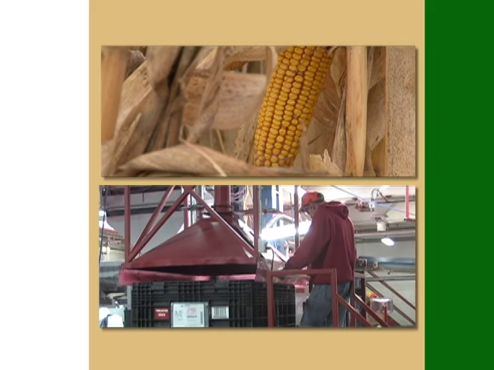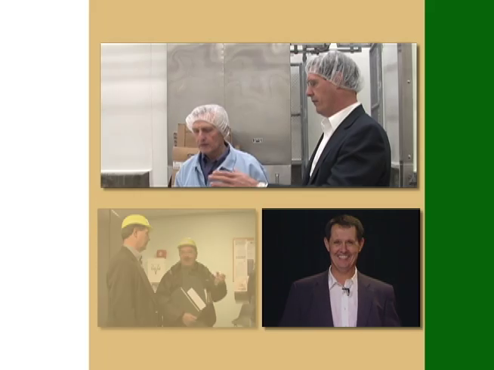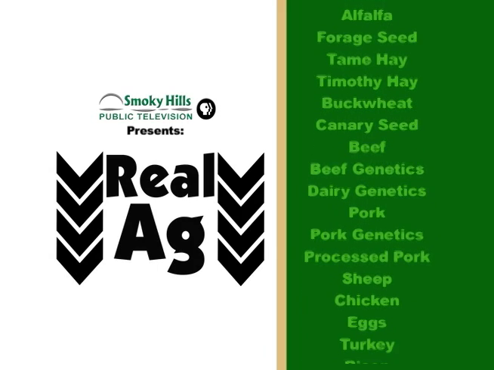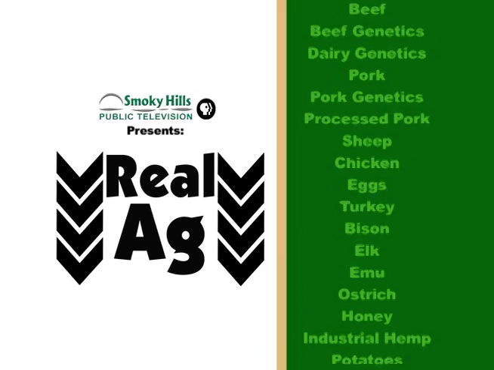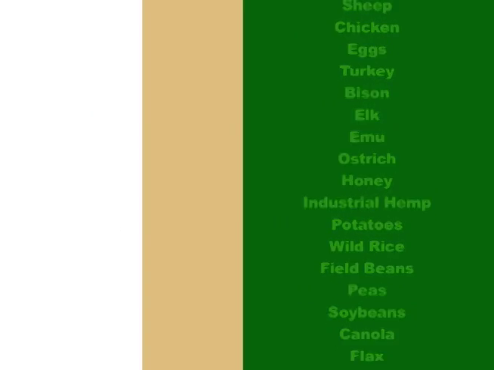From plant to plant and from pasture to plate, Kyle Bauer and the Real Ag crew find the facts to help you sort the truth and help you understand Real Ag. Now here's your host, Kyle Bauer. The human diet requires carbohydrates, and if you live in the United States, you probably get most of your carbohydrates from wheat. Wheat is our topic today on Real Ag.